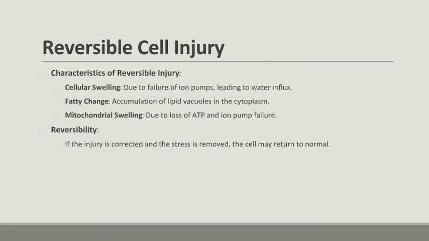Reversible cell injury. Characteristics of reversible injury. Cellular swelling. Cells may swell due to a failure in ion pumps, which causes an influx of water. Fatty change. Accumulation of lipid droplets in the cytoplasm occurs, particularly in the liver and heart. Mitochondrial swelling. The mitochondria may swell due to ATP loss and ion pump failure. Reversibility. If the stress causing the injury is removed in time, the cell can return to normal. This is the hallmark of reversible injury, as long as the damage hasn't progressed too far.